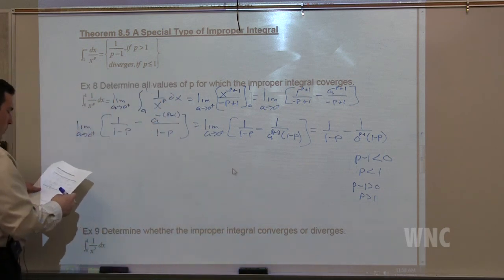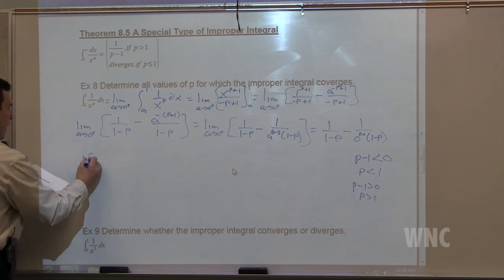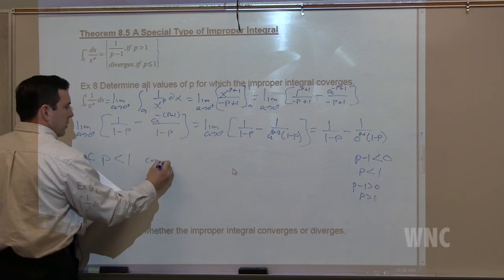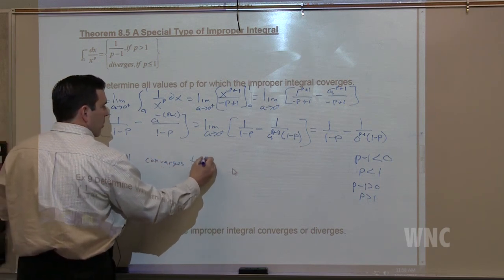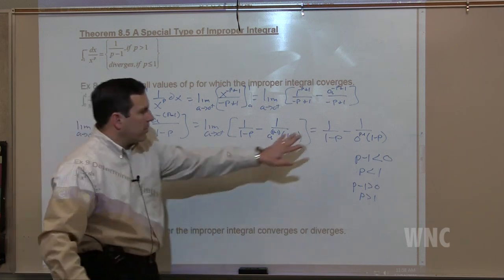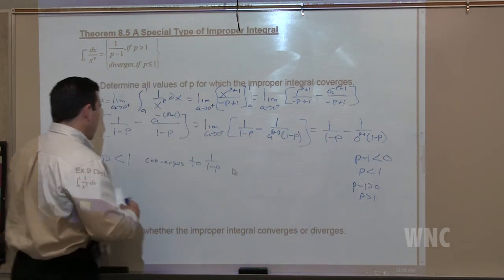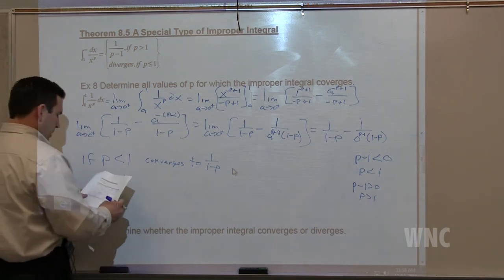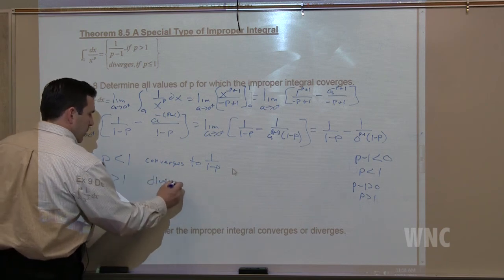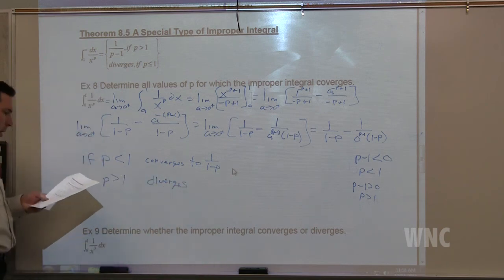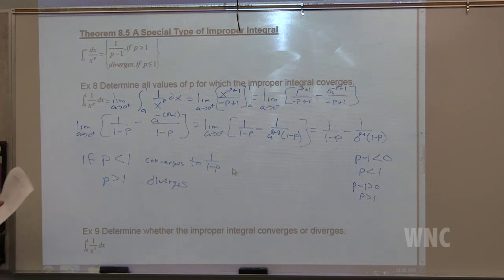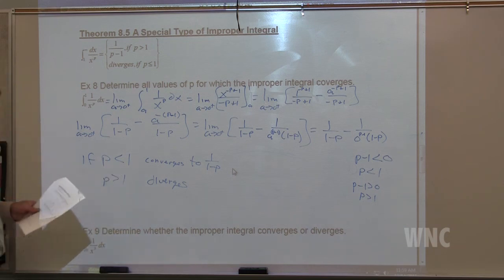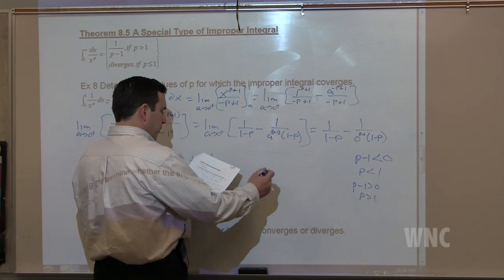So if p is less than 1, see right there, this converges to 1 over 1 minus p, because your 0 would be in the numerator in that case. If p is greater than 1, this diverges. Okay, and it fails at p equals 1. Because you have a 0 to the 0 power, so it fails. You have to use L'Hopital's rule.